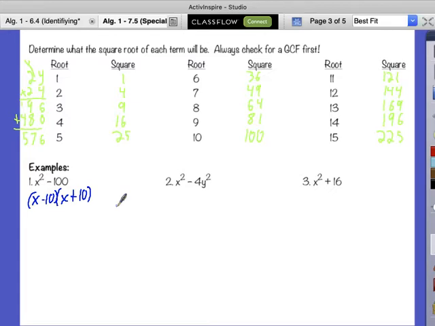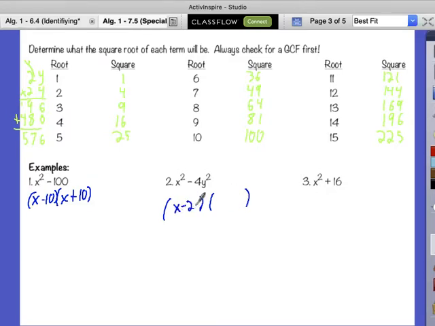Once again, on number 2, do we have 2 terms? Yes. So we want to look for perfect squares. We want to see if we have a difference of 2 squares. Is x squared a perfect square? Yes. Is 4y squared a perfect square? Yes. Okay, so what do I put in my parentheses? x minus 4.